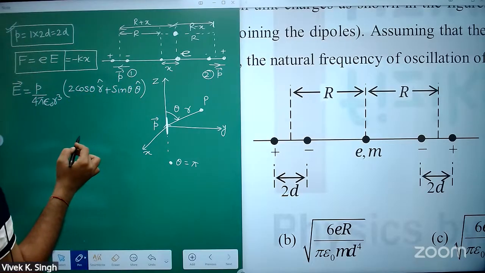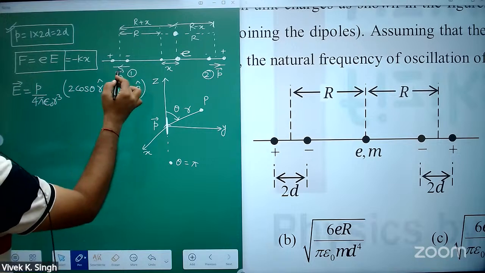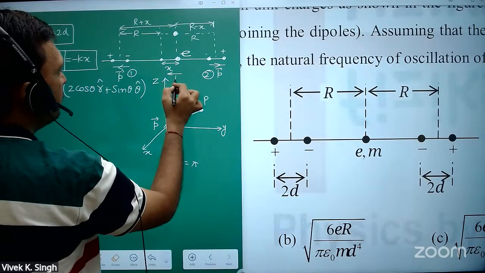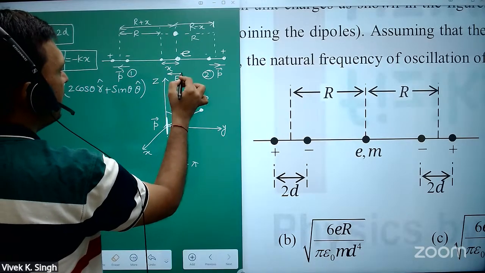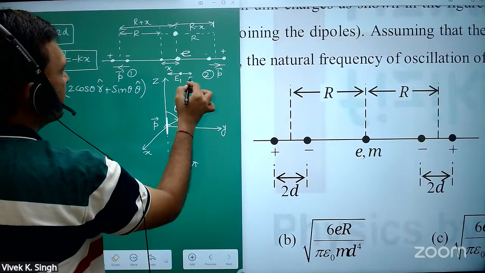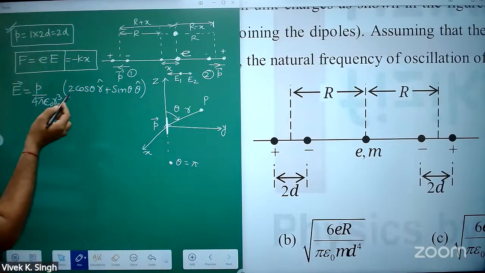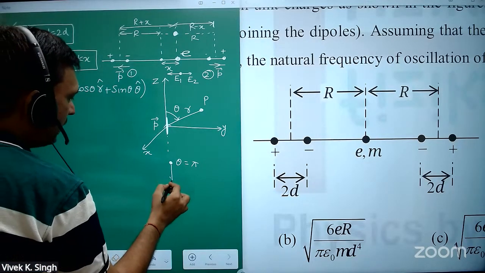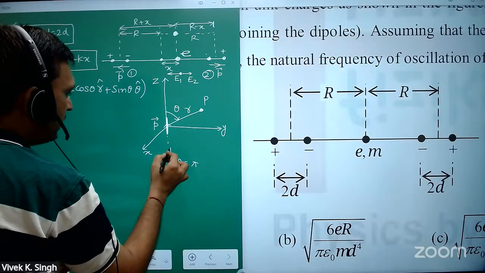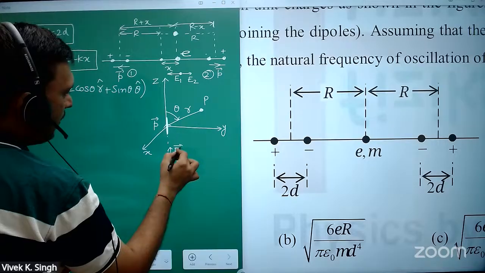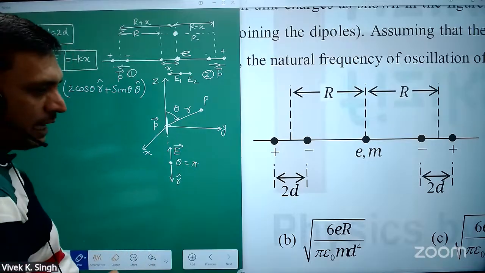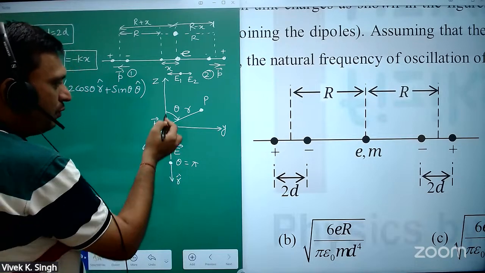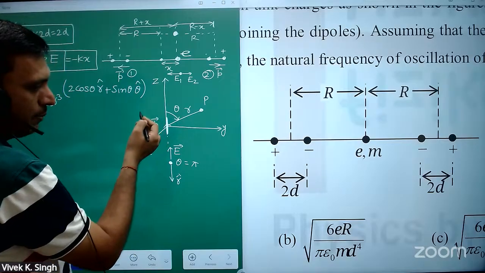And what will be the direction of the electric field? In both cases, you will see one field will be in this direction, E1, and E2 will be in this direction. Because if you put theta equal to pi, this direction is r cap, so the electric field is in the minus r cap direction. So this is the dipole symmetry. In dipole symmetry, at point P, the electric field will be towards the direction of the dipole.